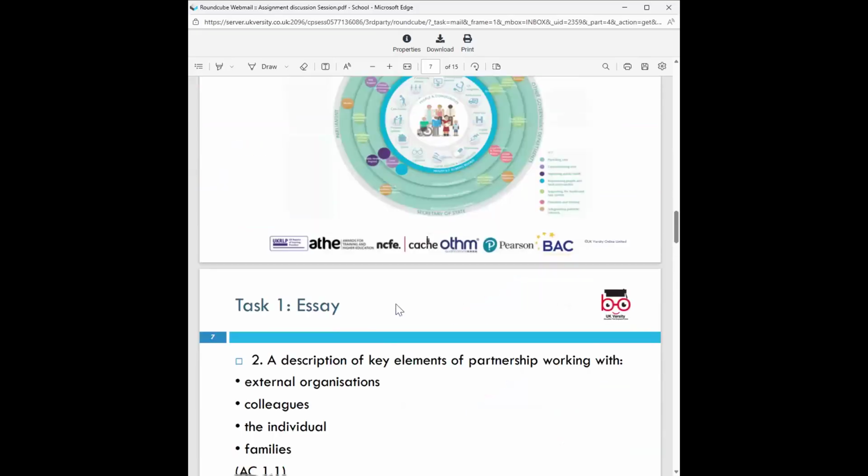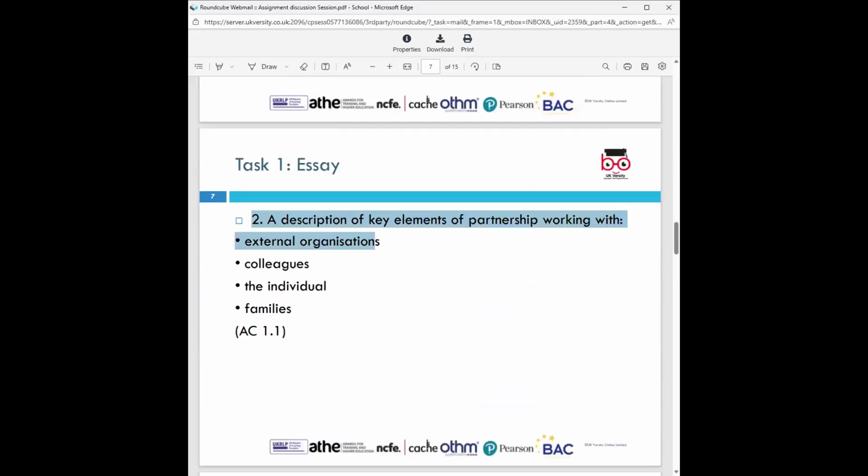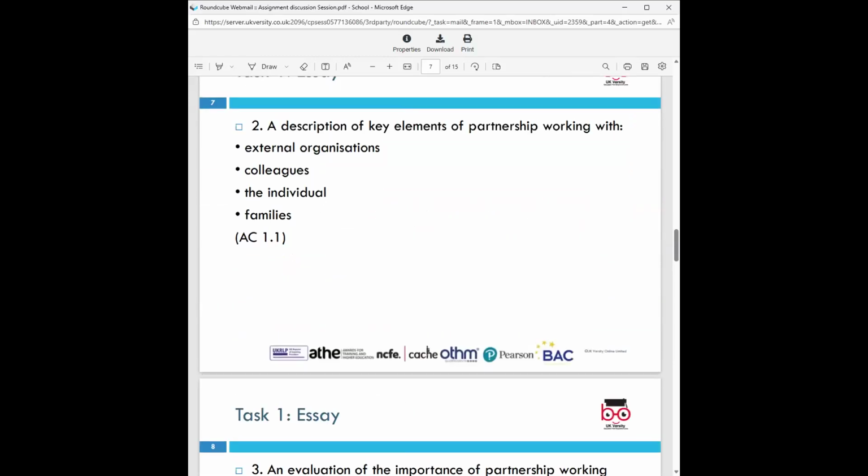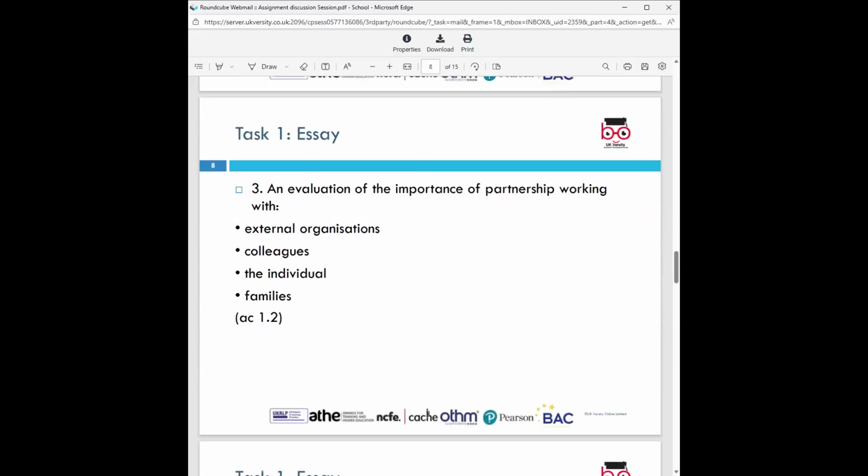The second part of task 1 is looking at a description of key elements of partnership working with external organizations, okay? The third part of task 1, don't change the wording, leave the wording as it is, okay? The third part is an evaluation of the importance of partnership working with external organization, colleagues, the individual, and families. And here you look at AC 1.2. So you look at learning outcome 1, okay? But you will be looking at AC 1.2.